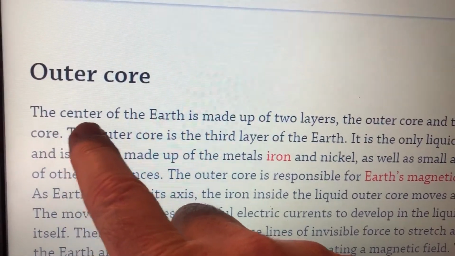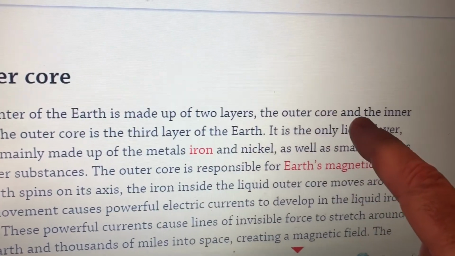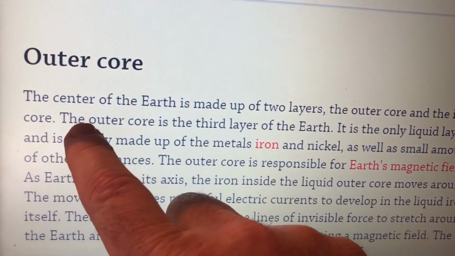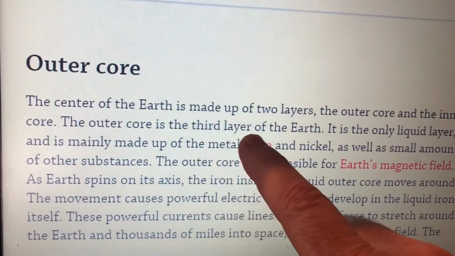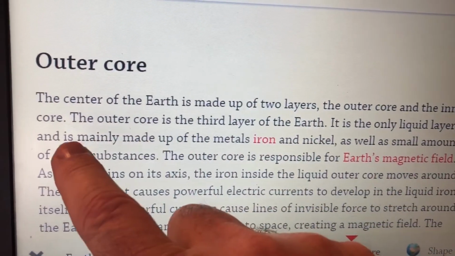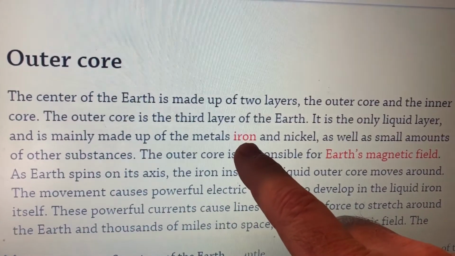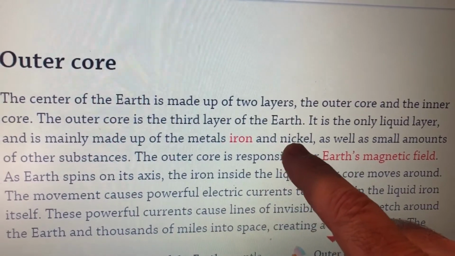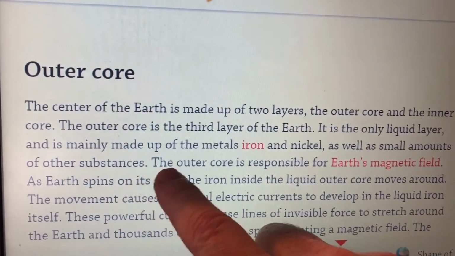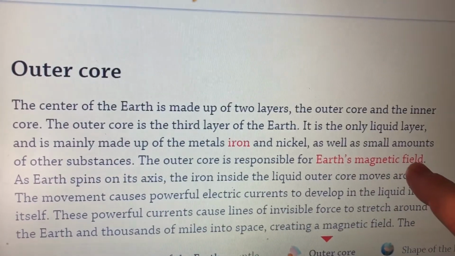Outer core. The center of the Earth is made up of two layers, the outer core and the inner core. So we're not going to be talking too much about the inner core today, just the outer core. The outer core is the third layer of the Earth. It is the only liquid layer, and it is mainly made up of the metals iron and nickel, as well as a small amount of other substances. The outer core is responsible for Earth's magnetic field.